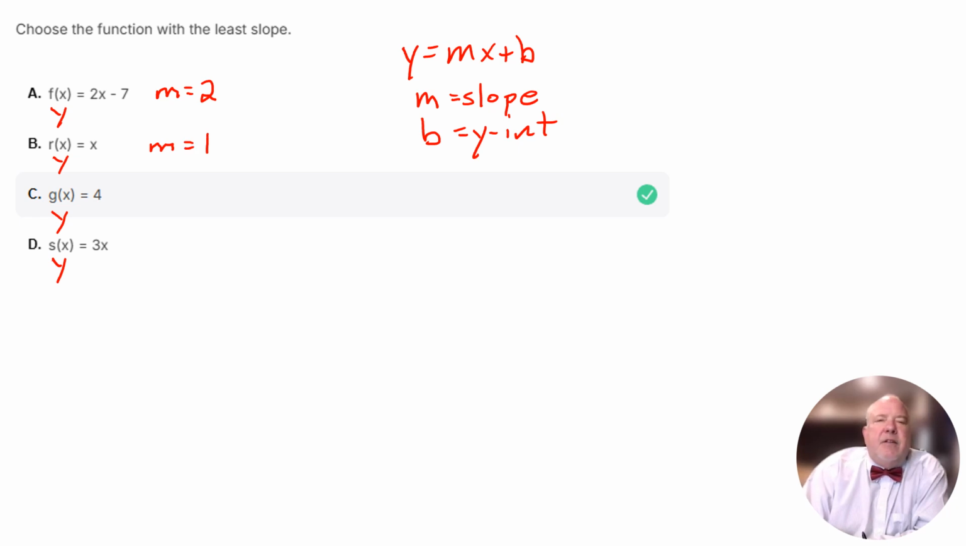Now C, there is no x here. So that means that the slope is 0. Because if you had 0 times x, that would be 0. The x would go away. So if you don't have an x, that means that your slope is 0. And then D, the coefficient of x is 3, so the slope is 3. And so you can see the answer is C.